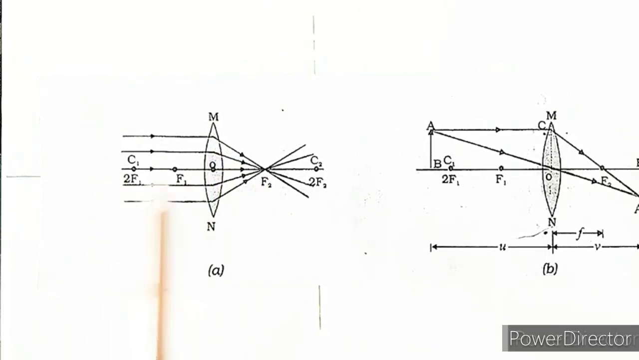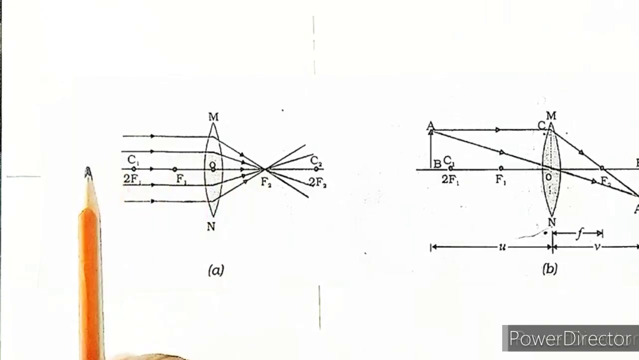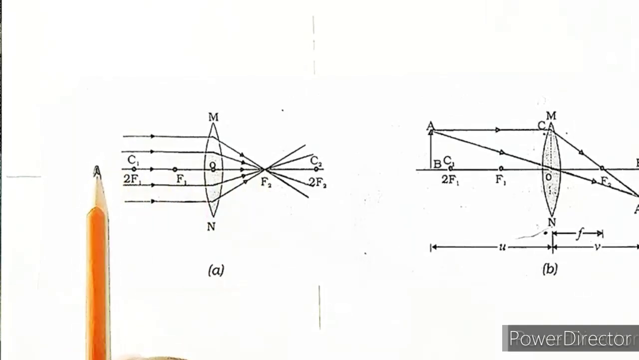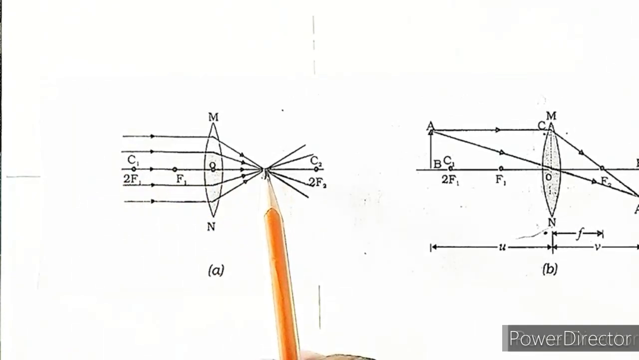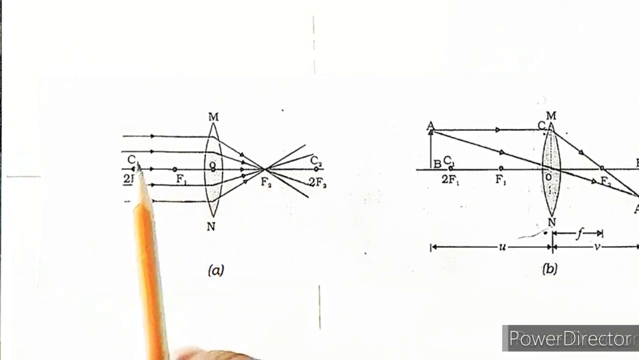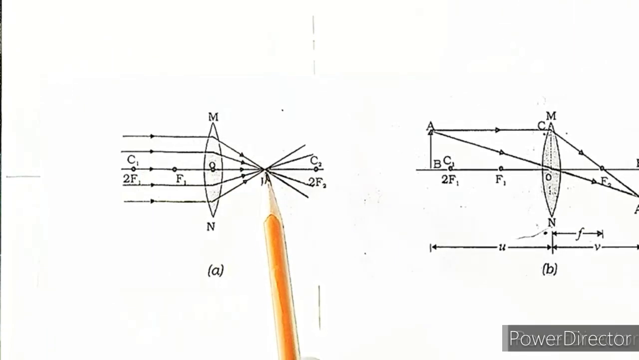Now where is the image formed? Image is formed at f2. Where was the object? At infinity. Image is formed at f2. Now what is the nature of the image? If the image is formed on the other side, it's called real image.